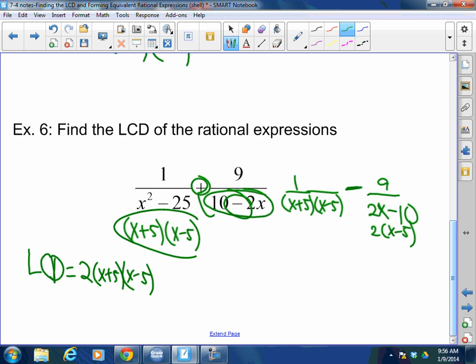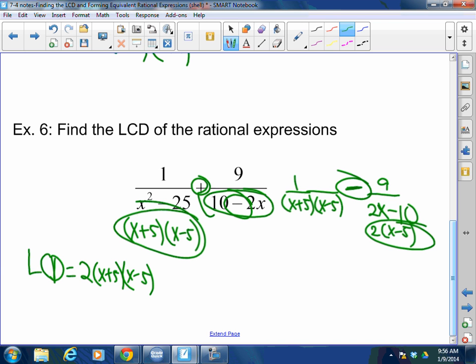What would I need to multiply to that denominator? A 2. What would I need to multiply to that denominator? An x plus 5. No, because the negative I brought up here already, remember? That's why I did the negative first. Does that make sense? Bring up that negative immediately, guys. It's going to save you a lot of heartache. I promise.